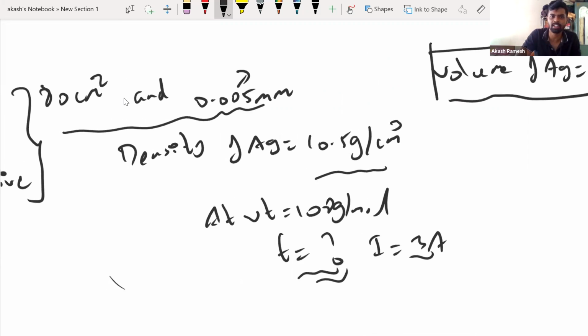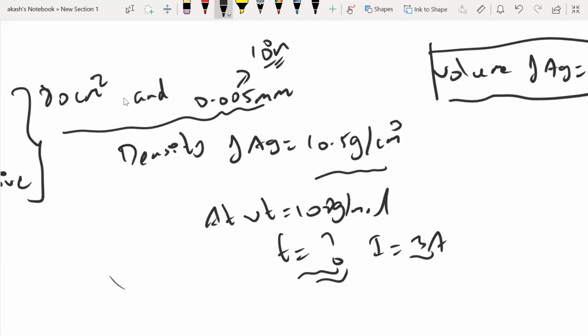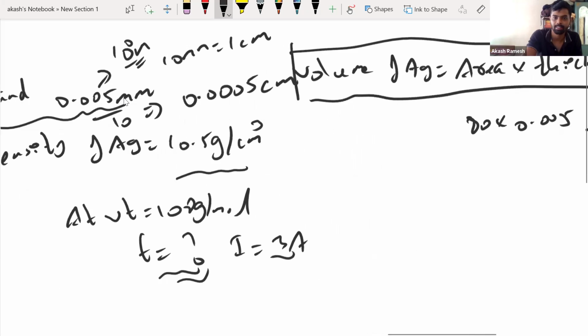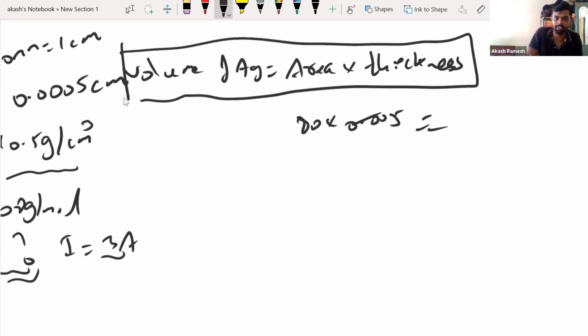Is 10 millimeters 1 centimeter, or 100 millimeters? Is it correct, guys? Or 10? 10 millimeter is 1 centimeter. Okay, thank you. It's been a long time since I used this. So obviously, I have to divide this by 10, right? So it is basically going to be 0.005 centimeter.